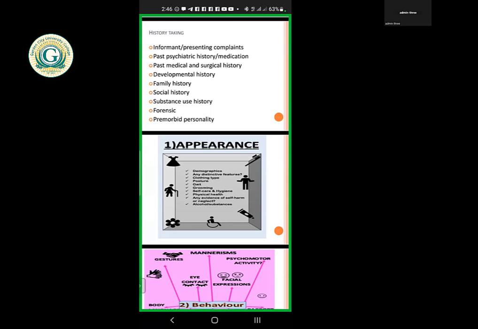Then we come to the social history. Social history is talking about the client himself. Is he married? Is he working? Is he in school? Is he a student? Does he have other responsibility? What are his hobbies? We want to understand all these dynamics in terms of the social history. Then you come to substance use.